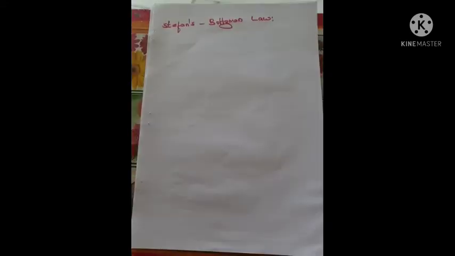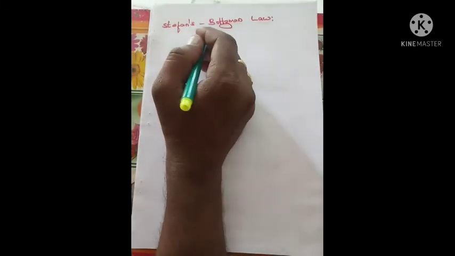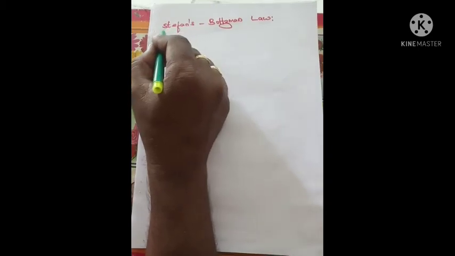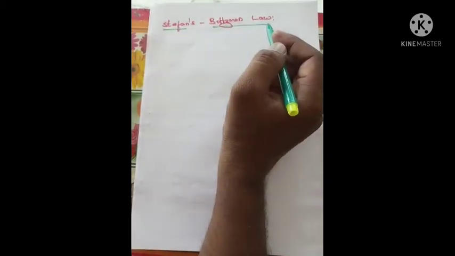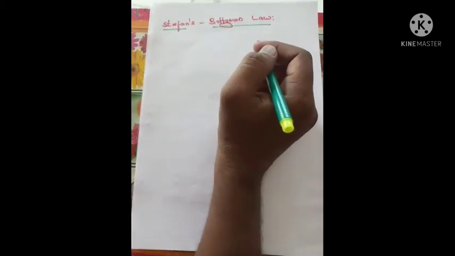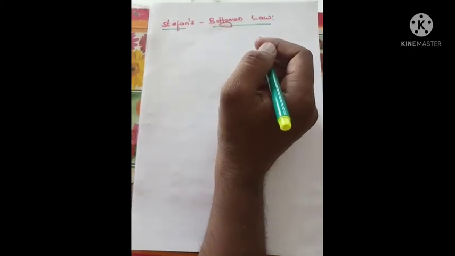Stefan-Boltzmann law. So from Planck's radiation law, we are going to derive Stefan's law. We know the Stefan-Boltzmann law, where E equals sigma T to the power of 4. That one we are going to derive here.